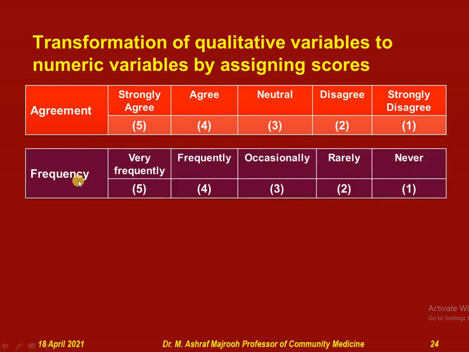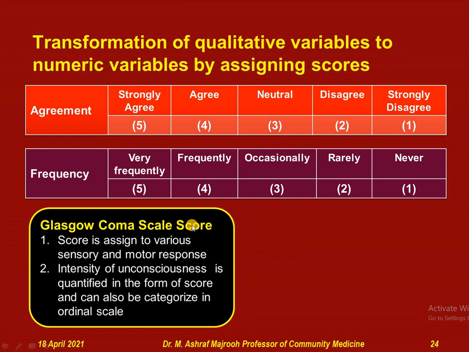Similarly, another Likert scale for frequency: very frequently, frequently, occasionally, rarely and never. And similarly, the scores are assigned in descending order. The most important in medical practice is the Glasgow Coma Scale scoring. In the Glasgow Coma Scale, a score is assigned to various sensory and motor responses to detect the consciousness of the patients. The intensity of the unconsciousness is quantified in the form of score and can also be categorized into an ordinal scale.